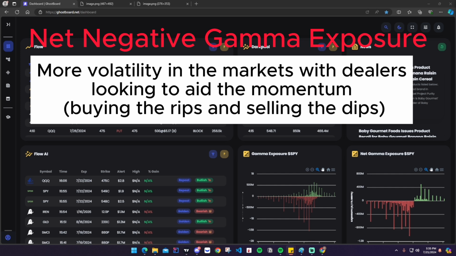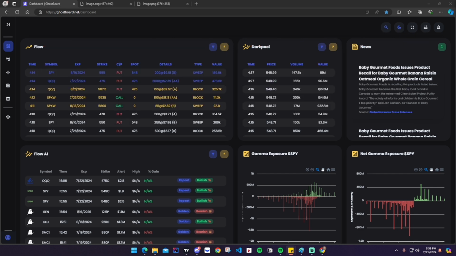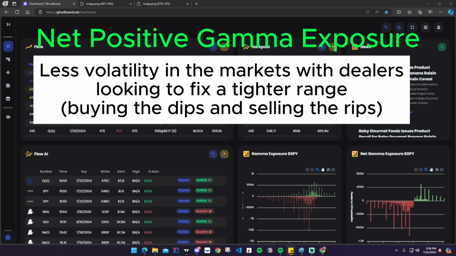Same way, if we are pushing in the market with net negative gamma, those dealers are going to be positioning for that move to continue higher, and they're going to be buying into the strength. The complete opposite is true for net positive gamma, where the dealers will be selling into the rips, looking for price to exhaust and turn back around, and they're going to be buying into the dips, looking for price to rebalance higher. This is going to force a much tighter and more consolidated period of price action.